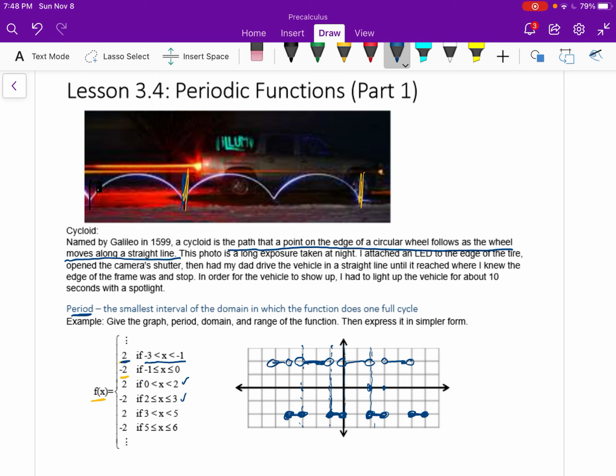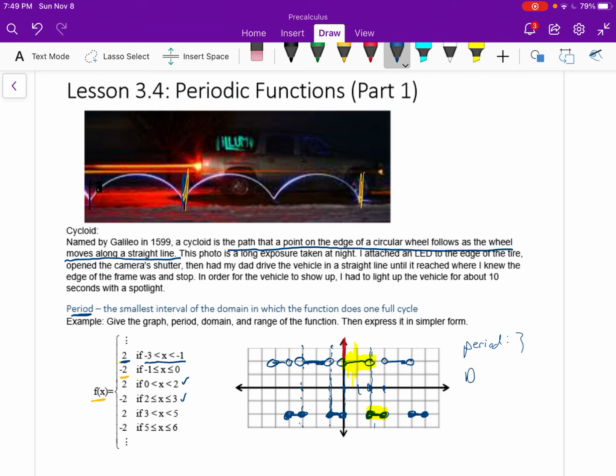So what is the period? Well, the period is how long it takes to do one full cycle. Well, one full cycle looks like it's getting the 2 and the negative 2. So we can start here at 0. So all the way, that yellow part is one full cycle because then it goes back up to the 2 again. And so our period is 3. Starts at 0, so 1, 2, 3. So the period is 3.